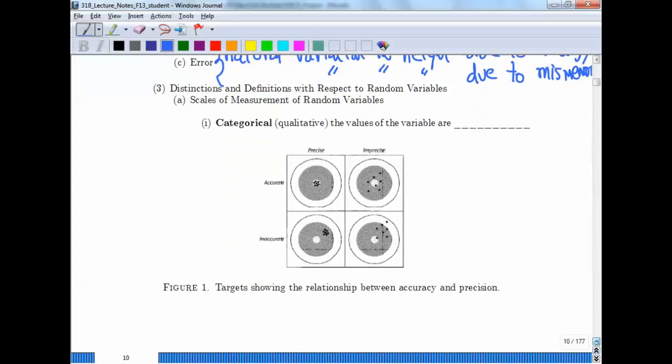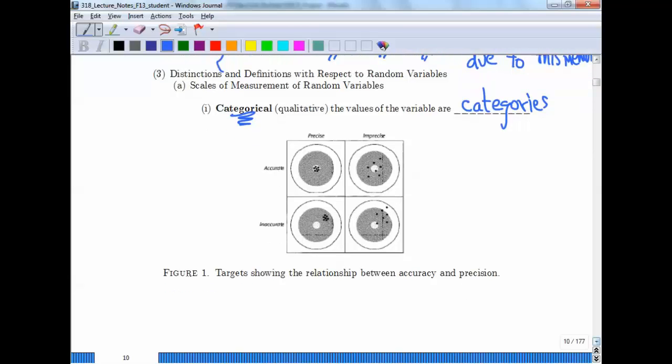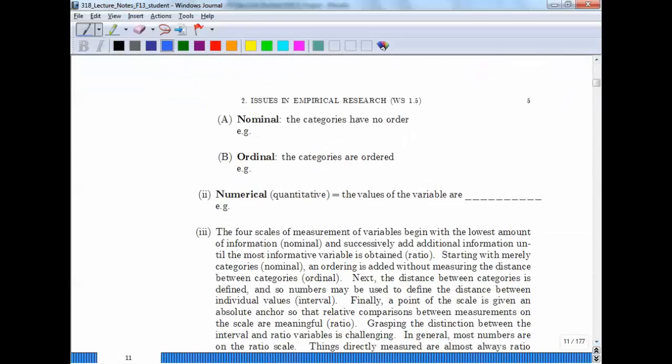Now, let's just get a few more definitions out here. Categorical variables are when the values of variables are categories. Numerical variables are when the values of variables are numbers. These are the primary two kinds; in fact, they are the two ways that we can get data, either categories or numbers. And within categories, we're going to distinguish between nominal, that is categories that have no order, and ordinal variables.